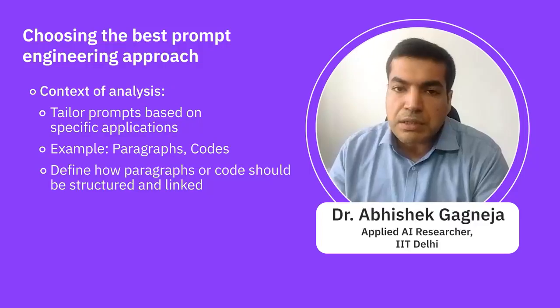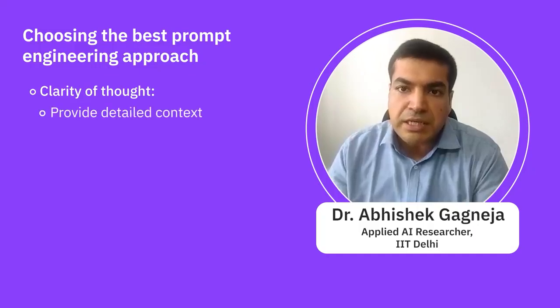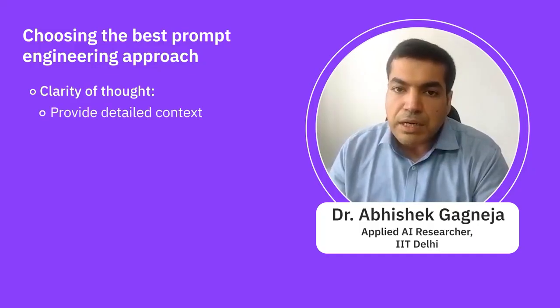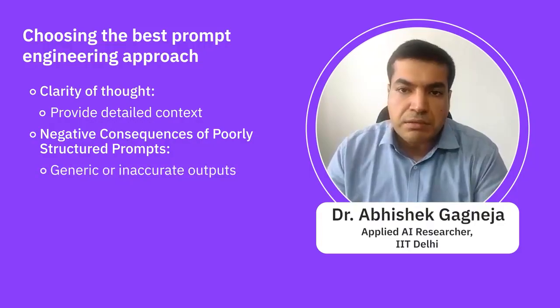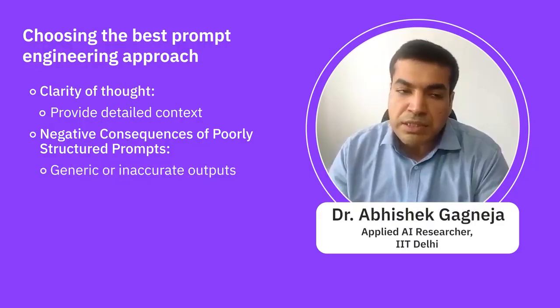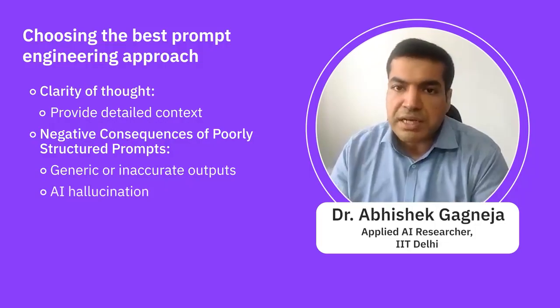Second thing being the clarity of thought. If you have a specific task in mind, you have to mention it in as much detail and clarity as you can. Otherwise, what happens is that the output is generic, or worse, it can be associated with what is called the AI hallucination aspect.